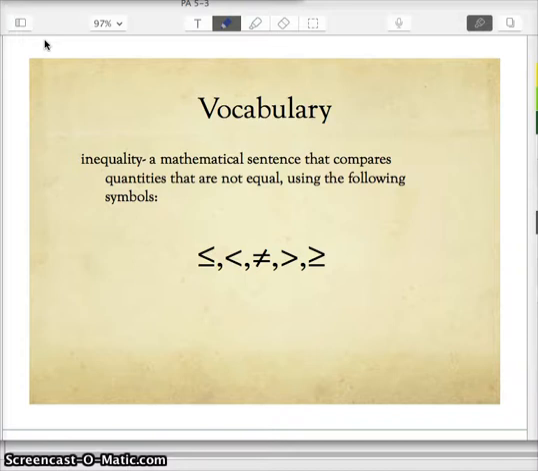Inequality means not equal, and particularly in mathematics it means a number sentence or a mathematical sentence that compares quantities that aren't equal using the following symbols. So the symbols that we have are, this would be less than or equal to. This is less than. This is simply not equal to. This is greater than, and this is greater than or equal to. So we'll be using the following symbols to represent and to compare quantities.